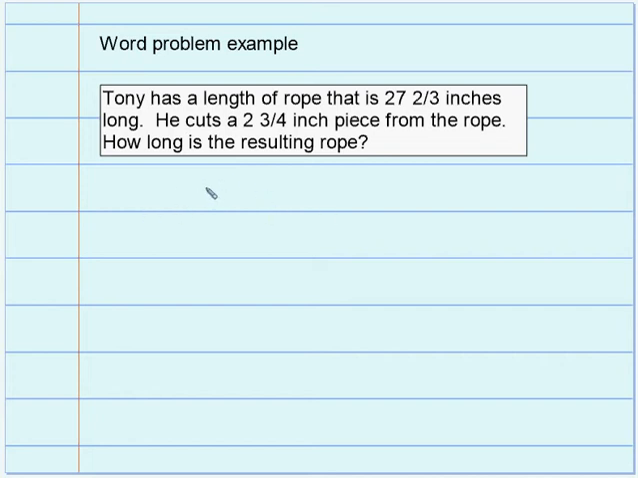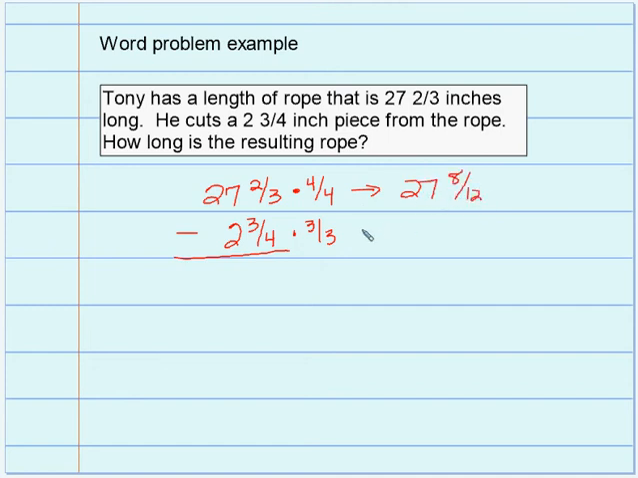So our problem is actually 27 2/3 minus 2 3/4. Okay, can we do this yet? No, we need common denominators. So I'm going to multiply between a 3 and 4. My common denominator would be 12. So multiply by 4/4 and multiply by 3/3, giving me 27 8/12 minus 2 9/12.